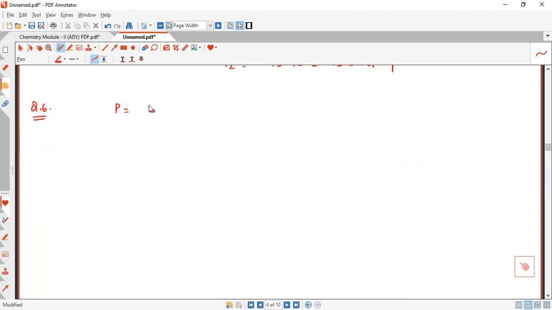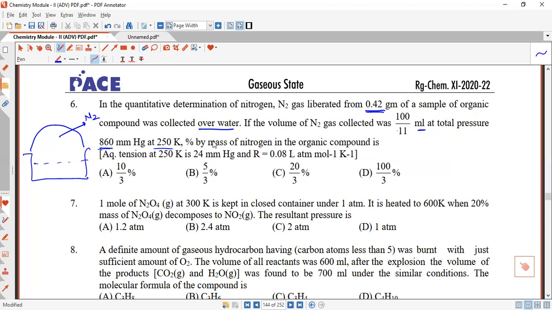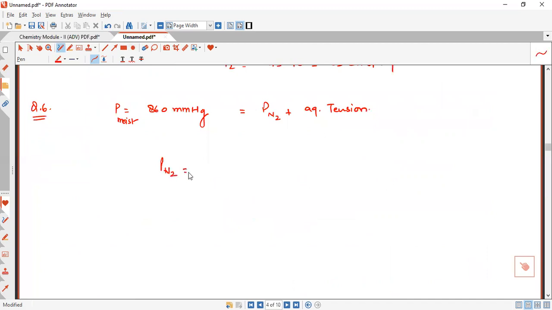The pressure was 860 mm of Hg, but that is nothing but moist pressure, because of moisture. So that is P_N2 plus aqueous tension. Right, this is P moist. Aqueous tension is 24 mmHg. So P_N2, the pressure due to N2, is nothing but 860 minus 24, that is 836 mmHg, and you can convert into atm. So that is 836 divided by 760, which is 1.1.